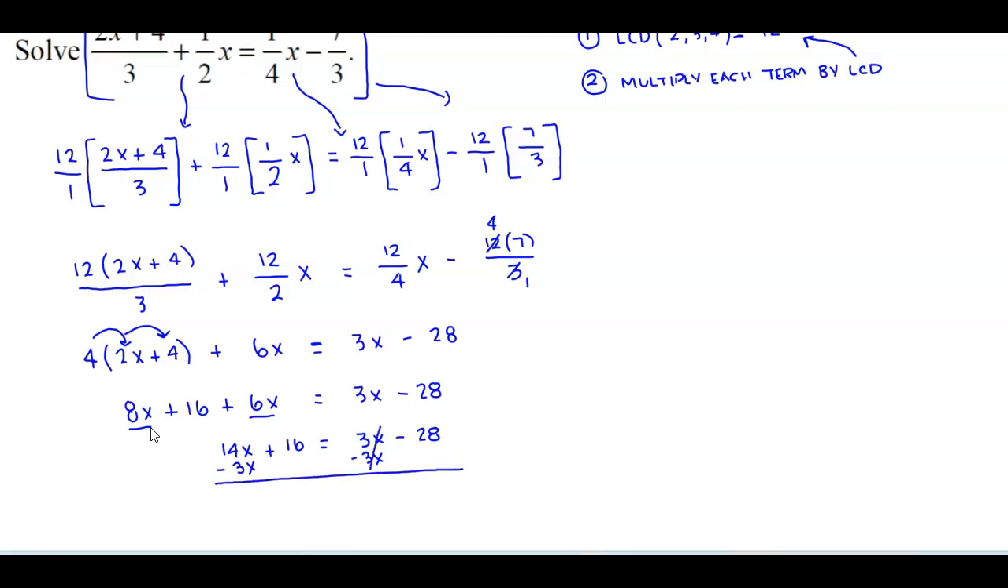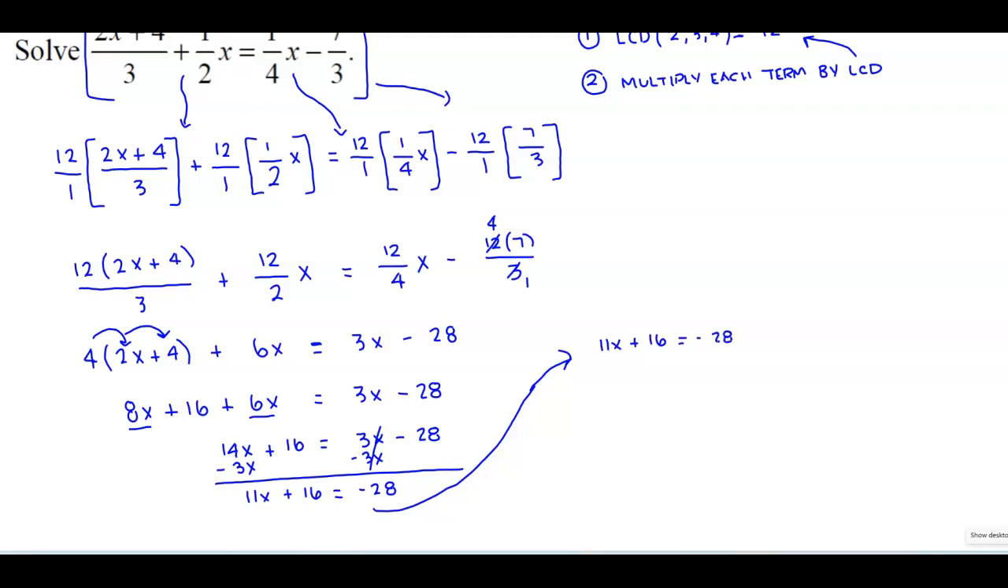And so 3x minus 3x gives us 0. 14x minus 3x is 11x plus 16, which is equal to negative 28. So let's write this over here so we can complete. So we have 11x plus 16 equals negative 28.